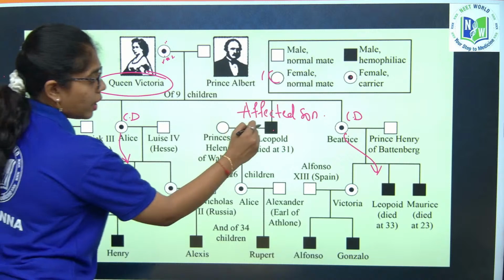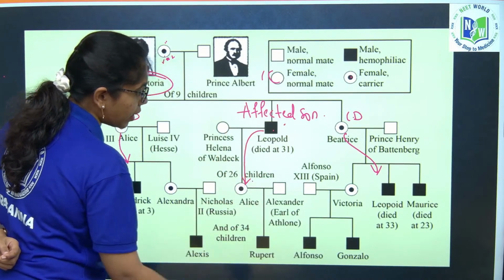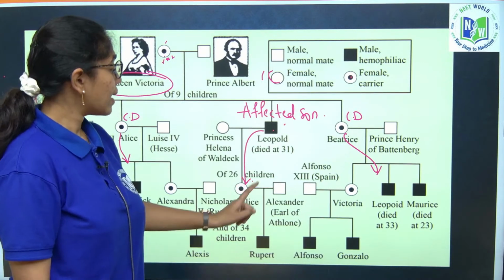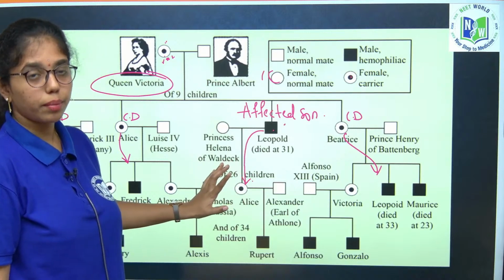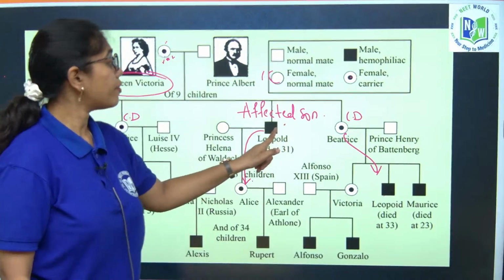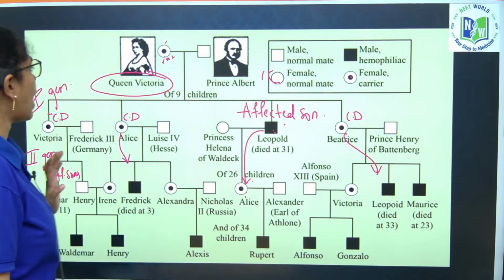Okay, and affected fathers will always give rise to carrier daughters. Affected father will always give rise to what, ma? Carrier daughters. This you have to remember. Carrier mothers giving rise to affected sons, affected fathers giving rise to carrier daughters. This you have to remember.